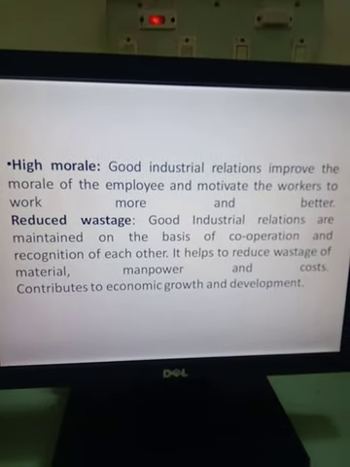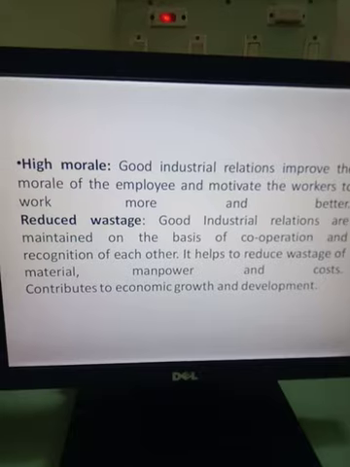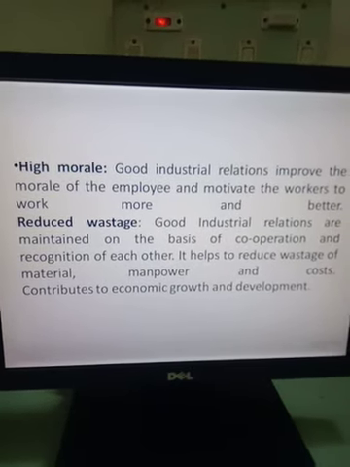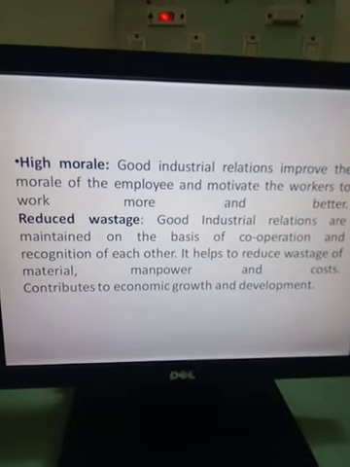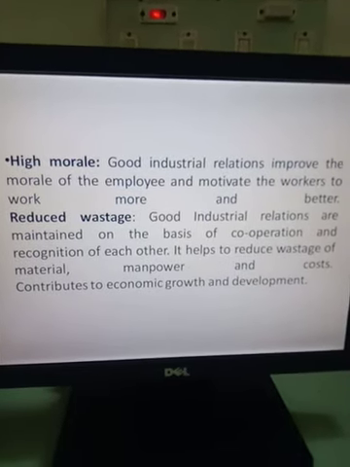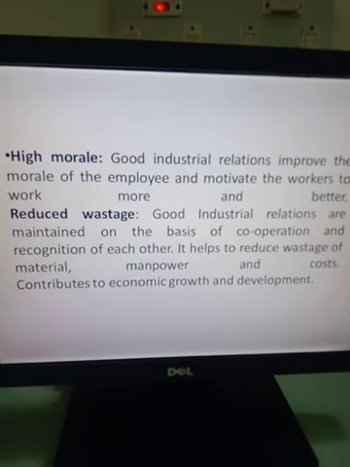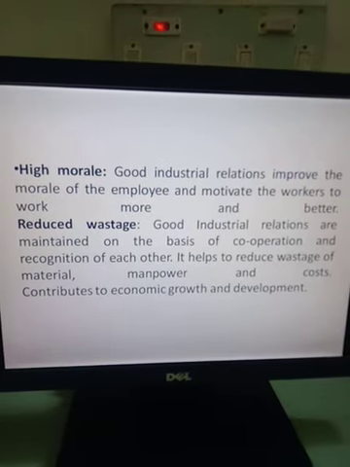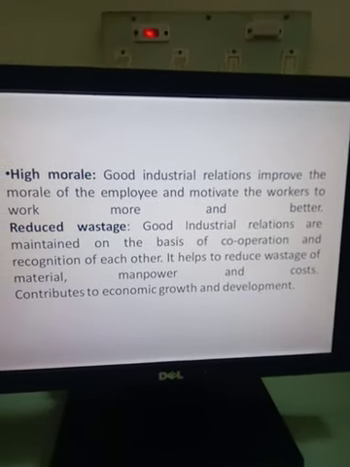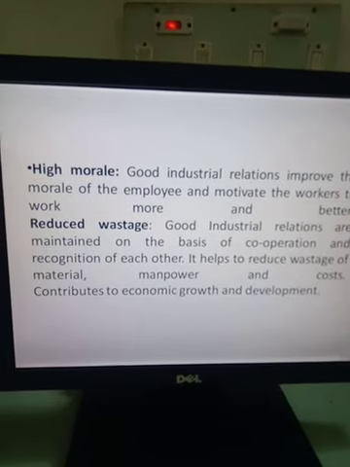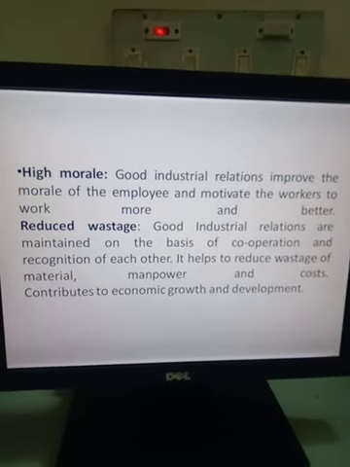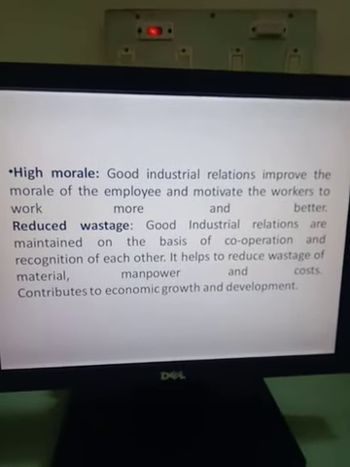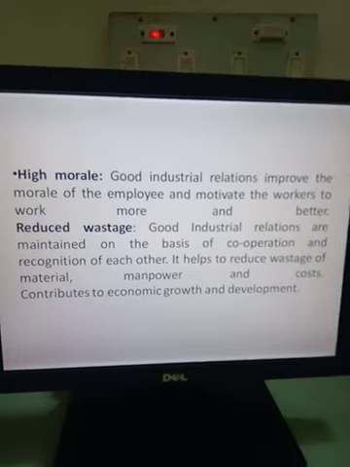Next one, reduced wastage. Good industrial relations are maintained on the basis of cooperation and recognition of each other. It helps to reduce wastage of material, manpower and cost. So what is this topic telling us? This is the main thing: the wastage. We have to reduce the wastage. When we are doing any work or making any things, there will be so much wastage, even though we have to see that we do not make any wastage.